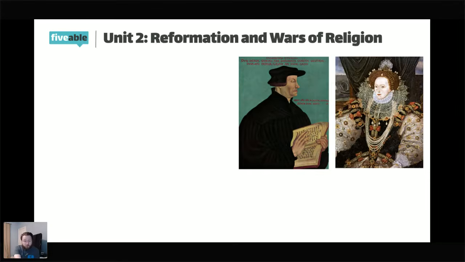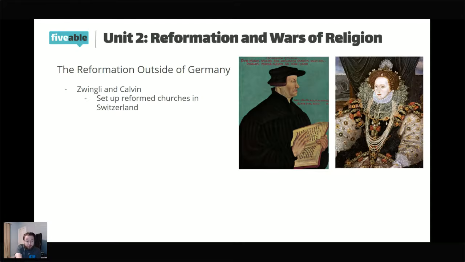Let's talk a little bit about the Reformation outside of Germany. Zwingli and Calvin set up Reformed churches in Switzerland. Zwingli's beliefs aligned very closely with Luther's. He actually debates Luther, and they only agree on one single thing. Luther says that while the Eucharist, or communion, is symbolic, Jesus is present during that time. And Zwingli says that's nonsense, that Jesus is not present. It's all symbolic.